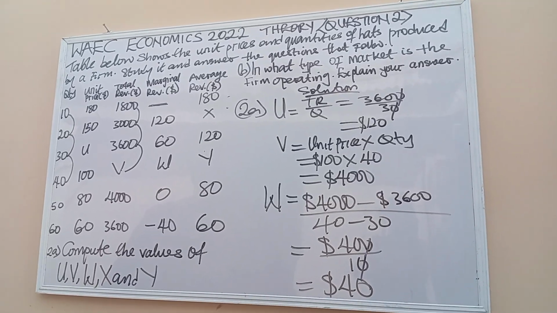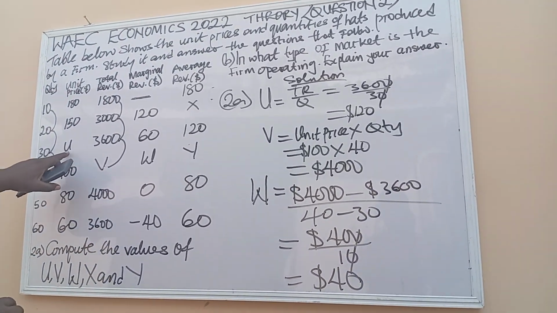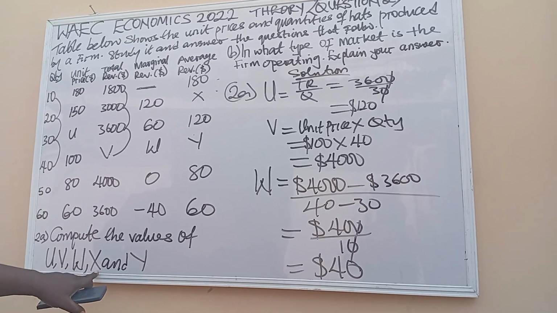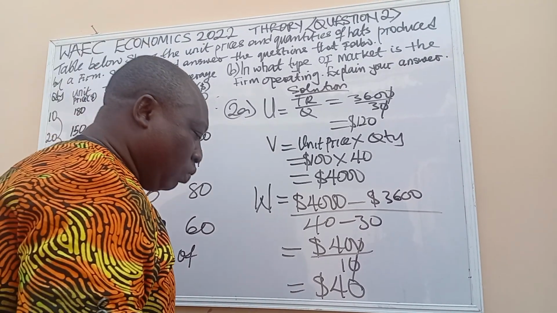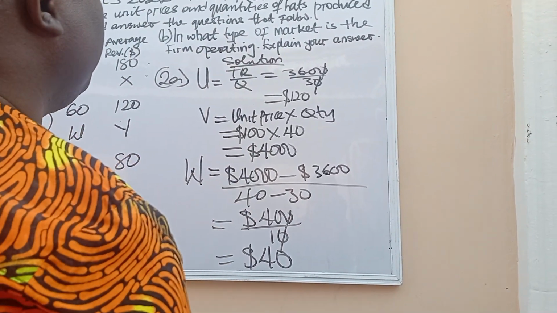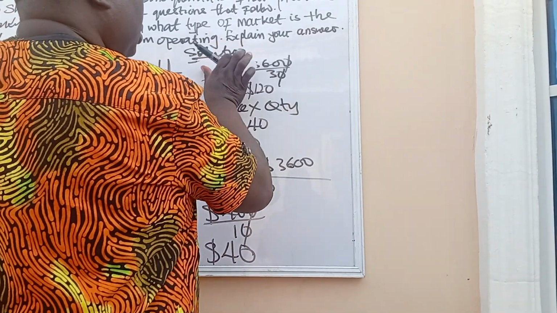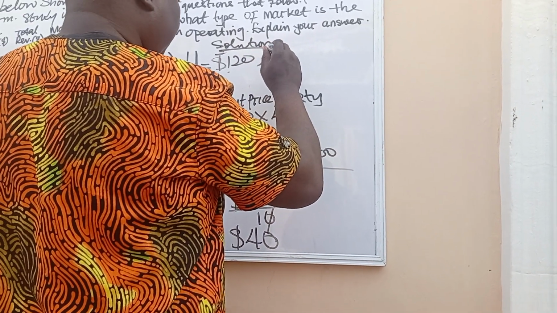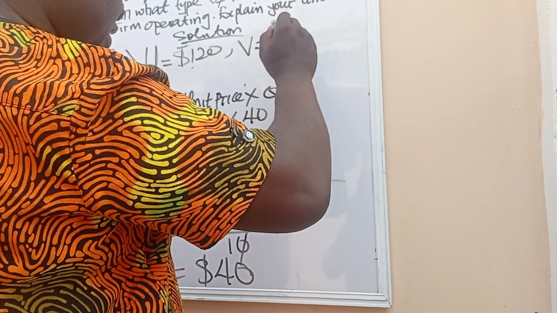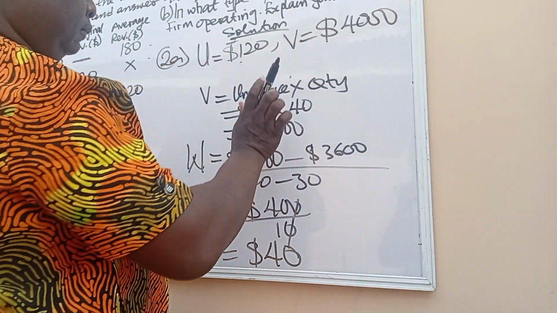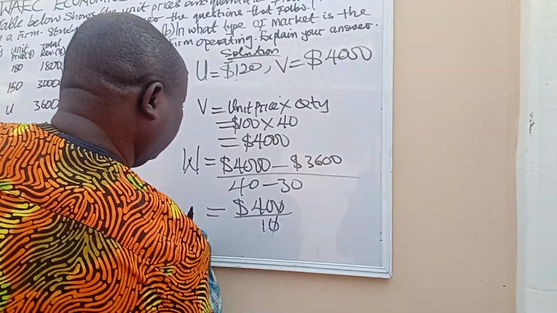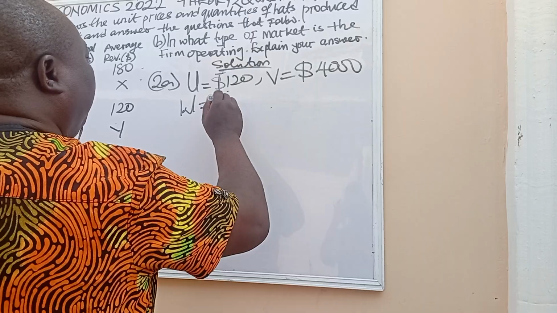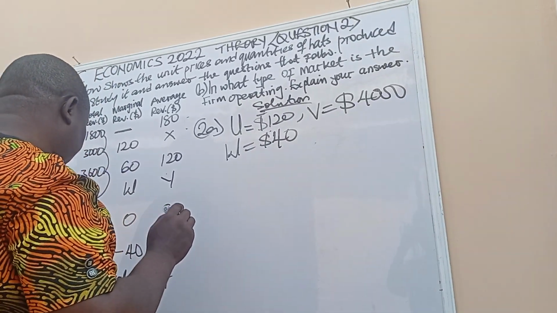So your U is 120, V is 4,000, and W is $40. It remains X and Y. Because I want to clean this list, our U is 120, V is $4,000, then W is $40. Now, it remains X and Y.